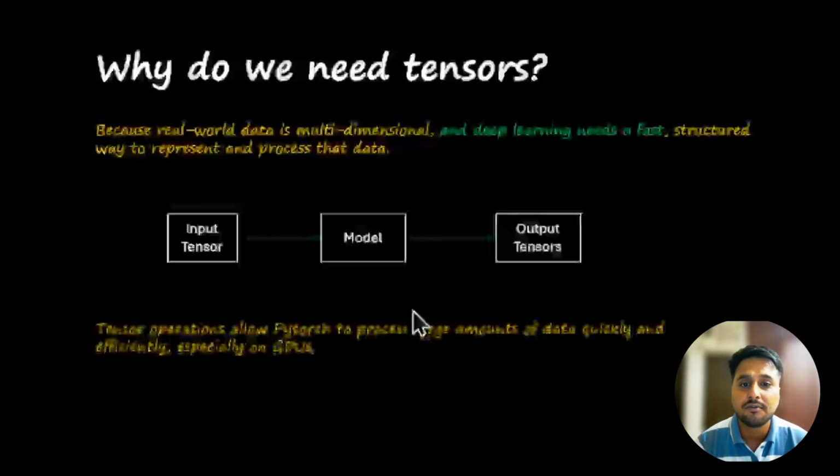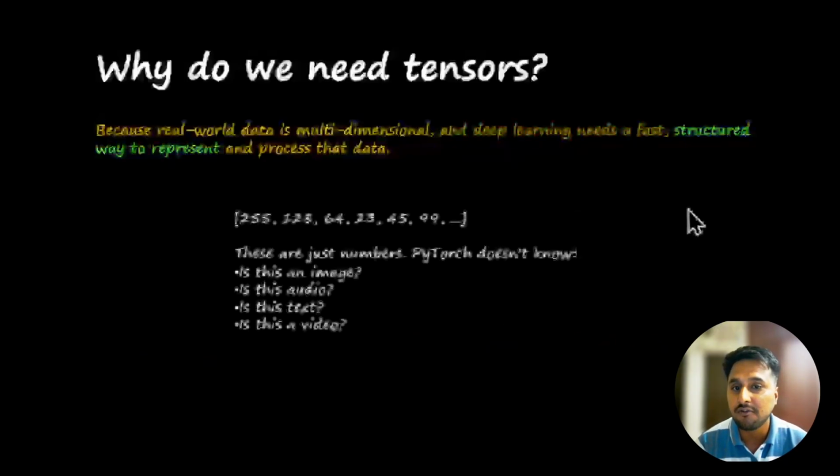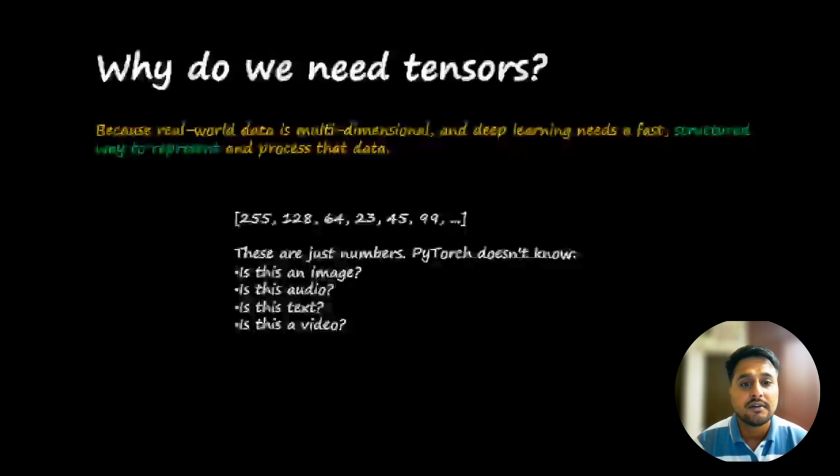Now, why do we need tensors as a structured way to represent data? What does this line mean? A structured way to represent data is what makes tensors special. Once the structure is known, PyTorch knows exactly how to process it fast. So look at a list of numbers, 255, 228, and so on. By itself, PyTorch does not know: is this an image? Is it audio? Is it text? Is it a video? They are just numbers. Without shape, there is no meaning.